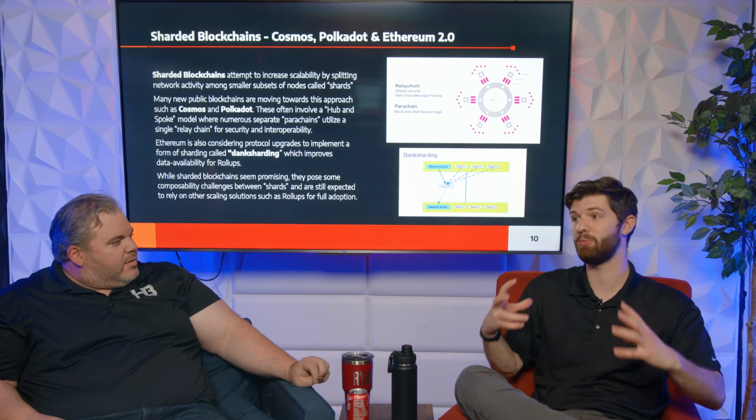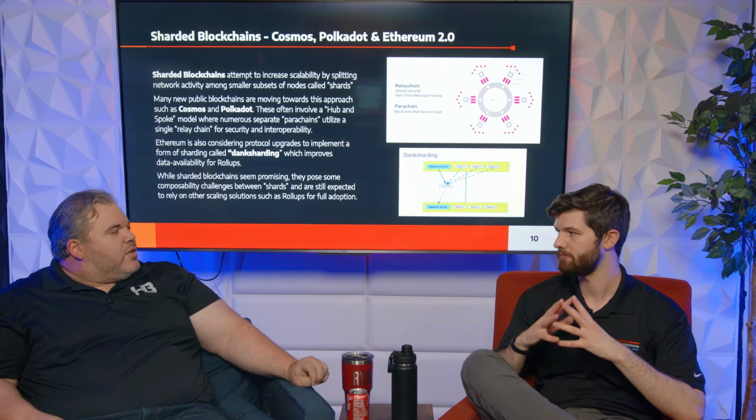Sharding is one of the big ones. Ethereum is doing a limited form of it called danksharding, and these seem very promising. But in the case of Ethereum, we're likely still going to rely on rollups to do a lot of the scaling for us. And sharded blockchains still have some potential composability issues, or at the very least, a greater level of complexity. And the more complexity we have in our blockchain on layer one, the higher the risks are.